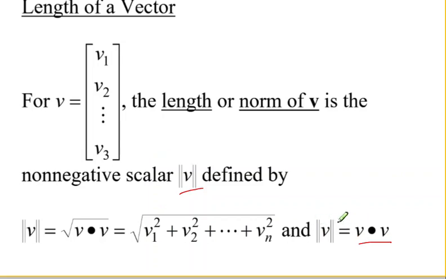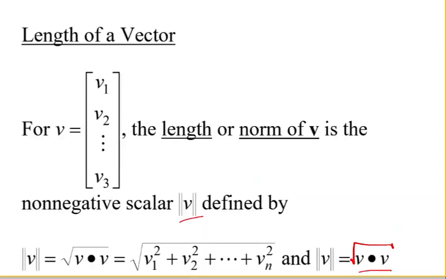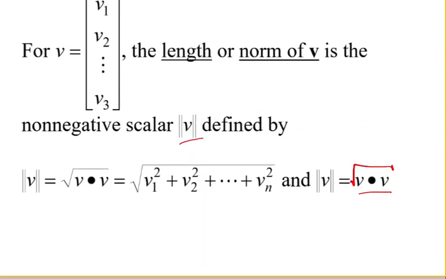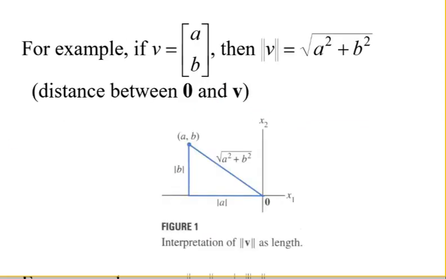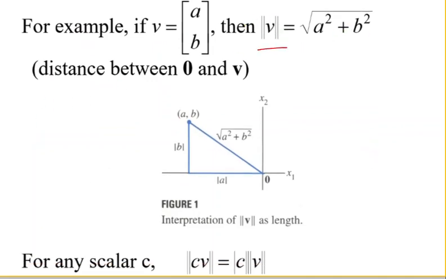So the magnitude of v is going to be the square root of v dotted with v. So the magnitude squared is going to be v dot v. So if we have that, we have a squared plus b squared. It's the same thing that I've already done before.